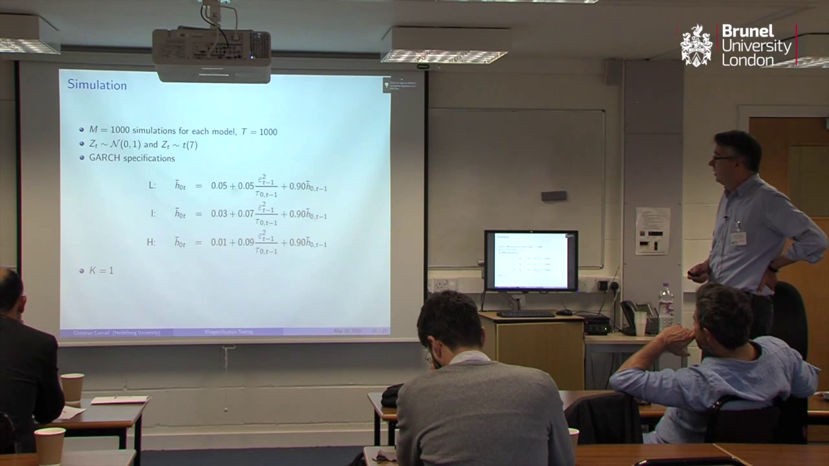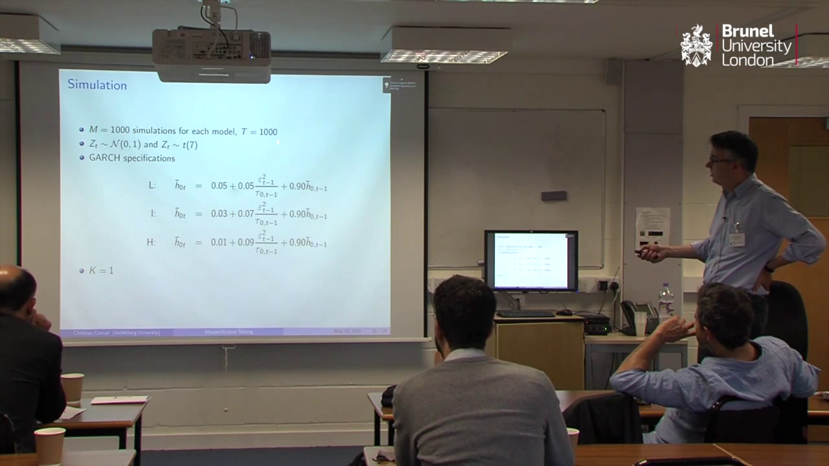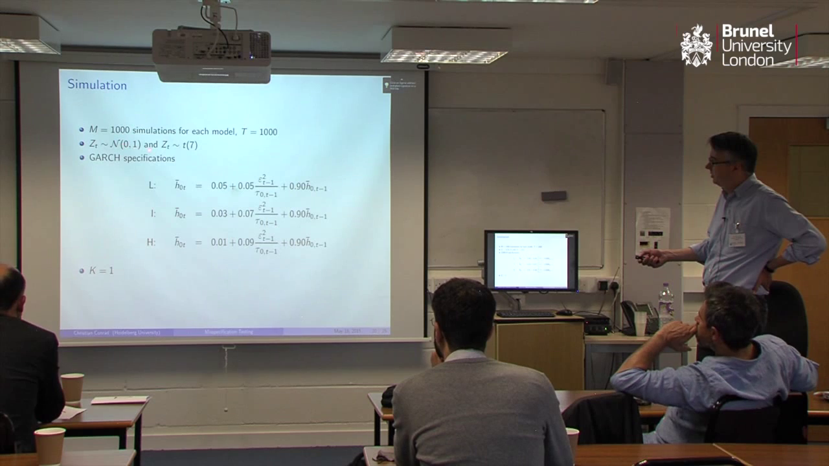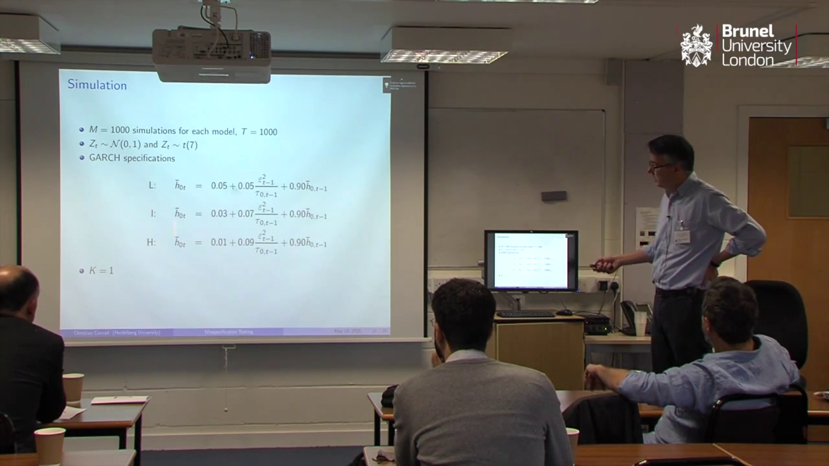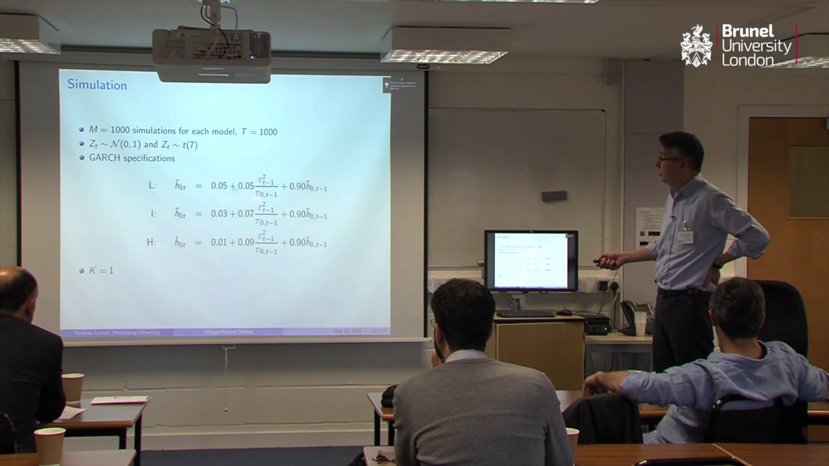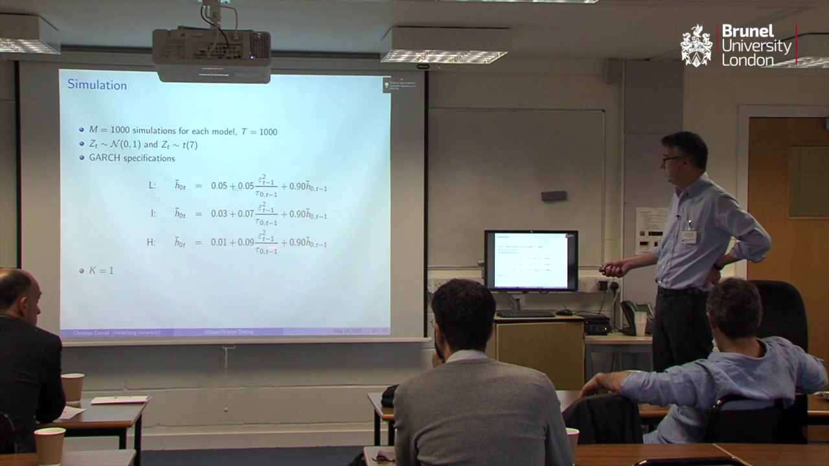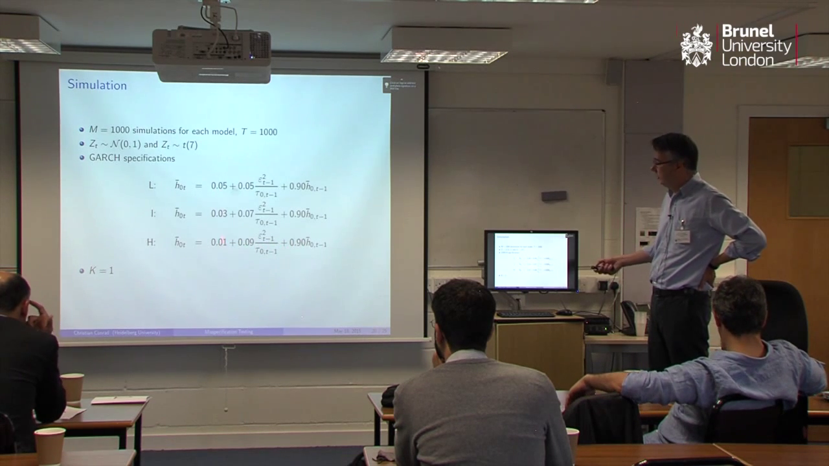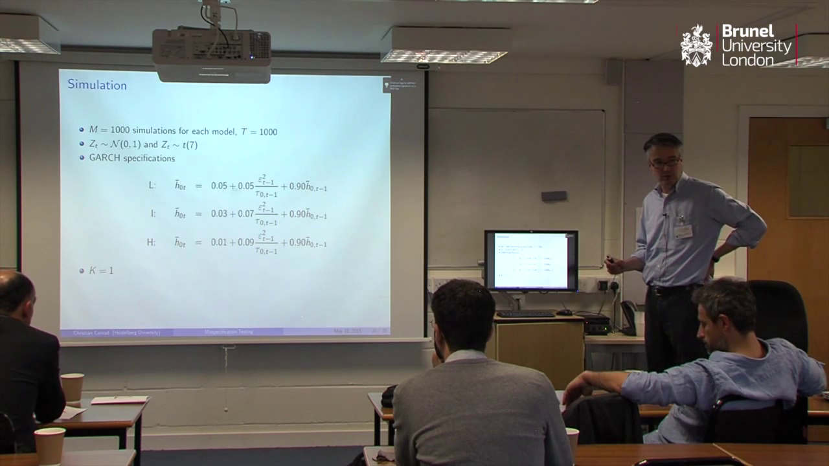Okay, now we have some simulations in which we compare the tests. So all the series are for 1,000 observations. The xi's are normally distributed or t-distributed. We use 3 different GARCH specifications with what we call low persistence, intermediate persistence, high persistence. So alpha plus beta is here 0.99. Omega is always chosen such that the unconditional variance is 1 in the GARCH component.